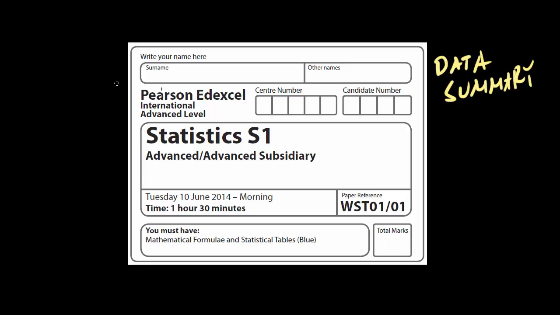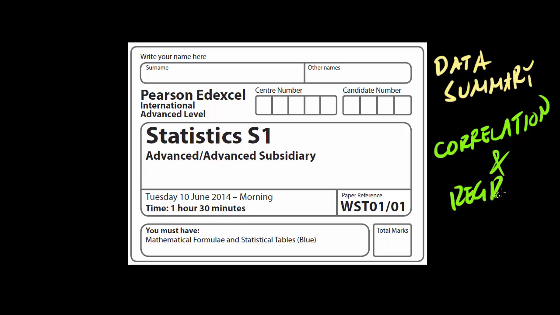The second question is correlation and regression. There can be two questions, one correlation, one regression, or there can be one question with correlation and regression both. In correlation and regression, we have to calculate, and we might have to do a scatter diagram, and we often have to interpret the question. Then the other part is the statistics portion.